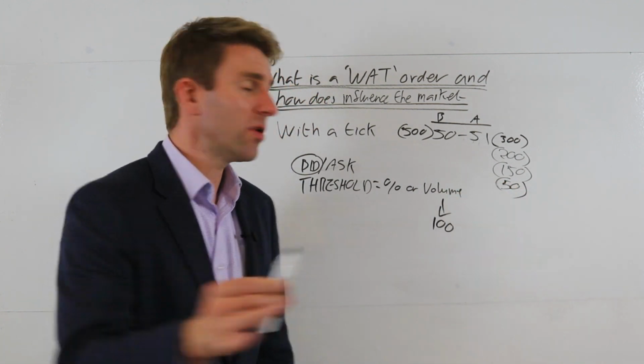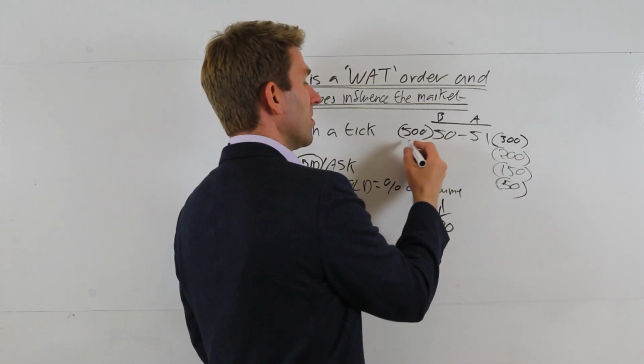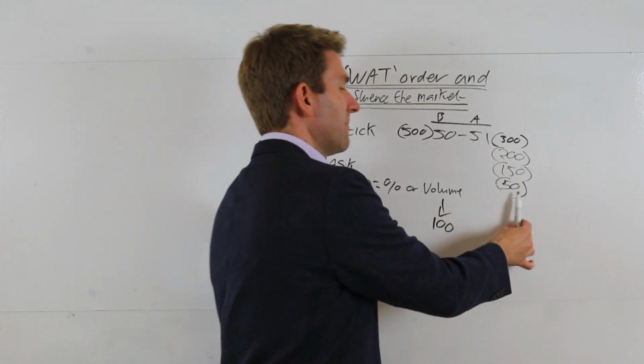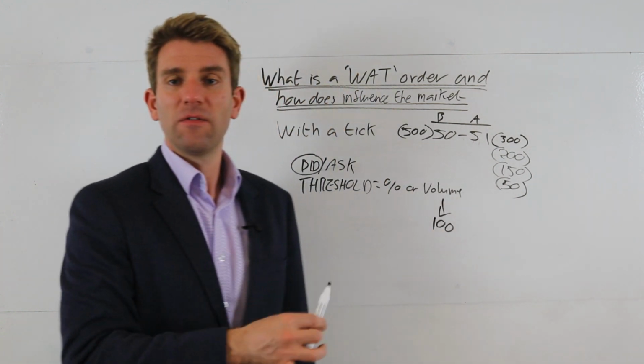At this point, the order goes from our 200 buy order. We take it from there, and then we hit the 51. So now all of a sudden we get 50 contracts filled and we sit on the bid for 150.